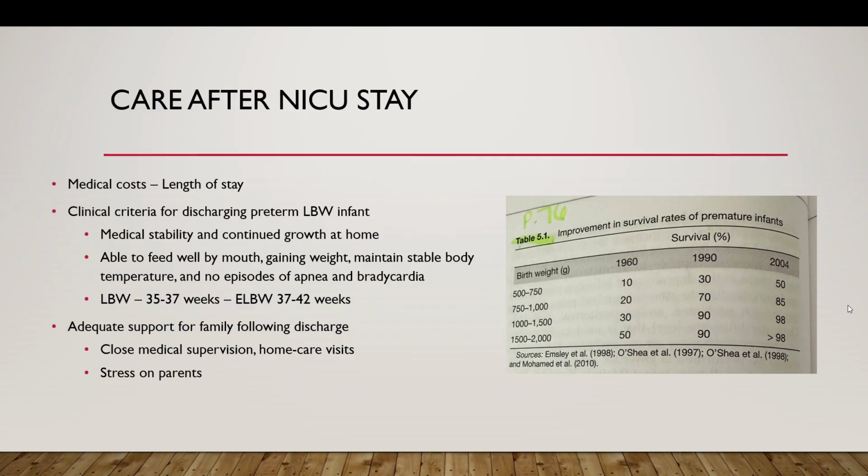This chart is on page 76 of our textbook, table 5.1. This is improvement in survival rates of premature infants. And you can see that based on birth weight and looking across the years, the rate of survival has greatly increased for each category of birth weight.